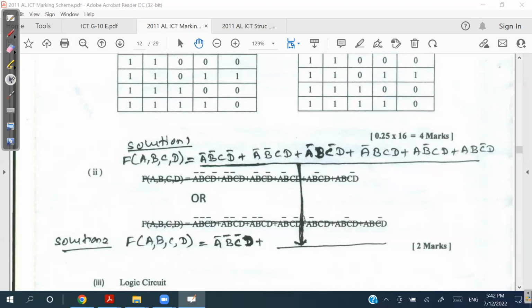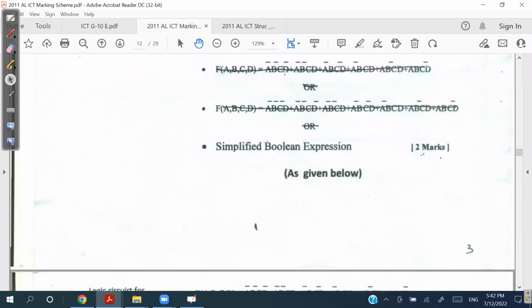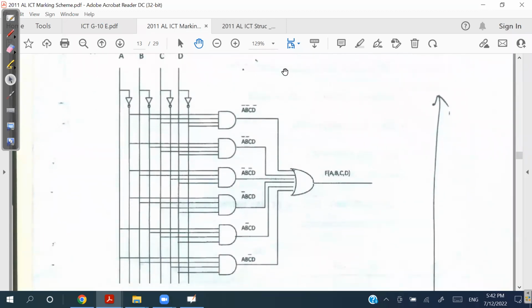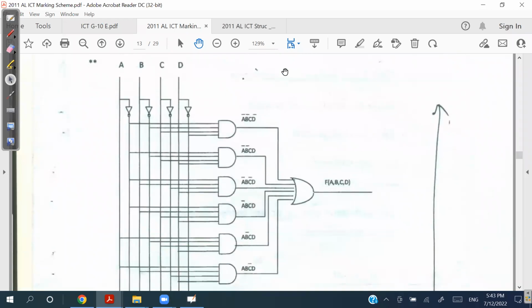Okay, so people, is it clear up to this point? Right, great. So then the circuit. Now it should be something like this.